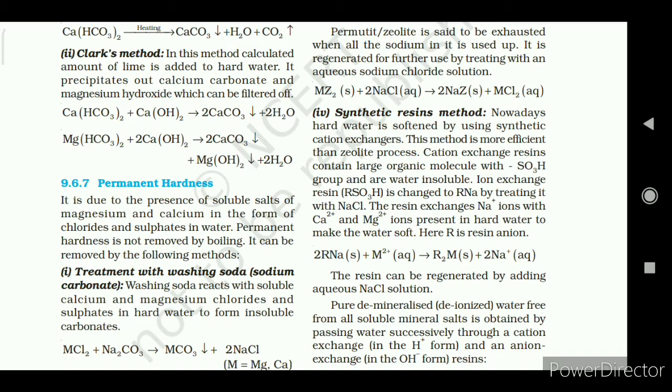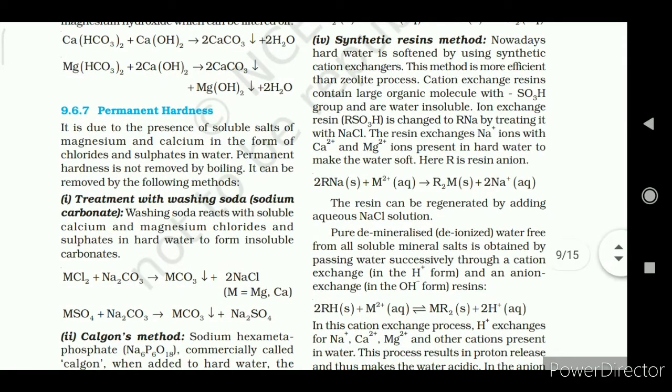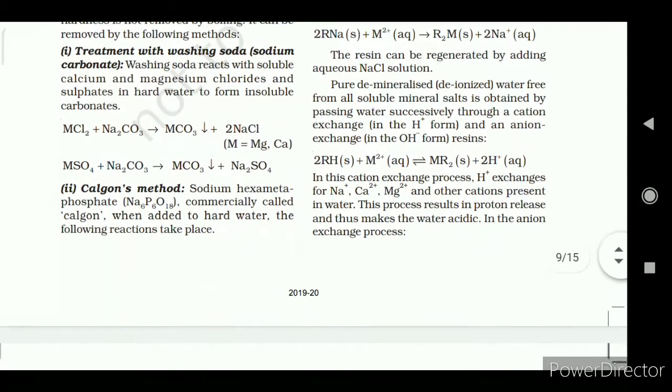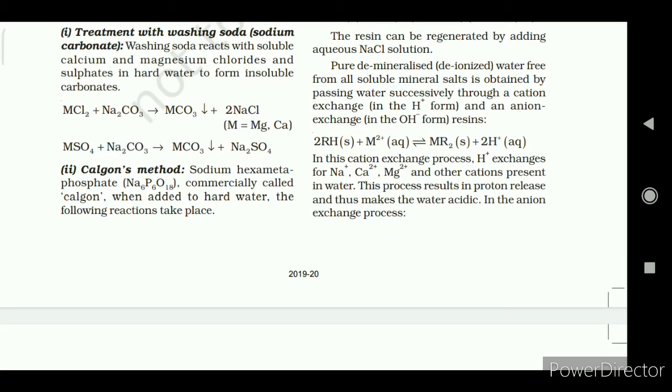Pure demineralized water free from all soluble mineral salts is obtained by passing water successively through a cation exchange and an anion exchange resin. In the cation exchange process, H+ exchanges for Na+, Ca2+, Mg2+ and other cations present in the water. This process results in proton release and thus makes the water acidic. In the anion exchange process, OH- ions exchange for anions like Cl-, bicarbonate ion, sulfate ion, etc. present in water. OH- ions, thus liberated, neutralize the H+ ions set free in the cation exchange. The exhausted cation and anion exchange resin beds are regenerated by treatment with dilute acid and alkali solutions respectively.